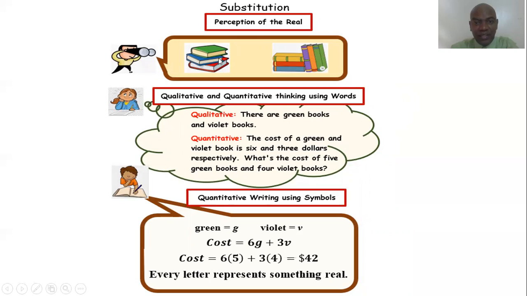Substitution is another topic. Again, the same image, but you have different analysis. There are green books and violet books, yes? And the cost of a green book and a violet book is $6 and $3 respectively.